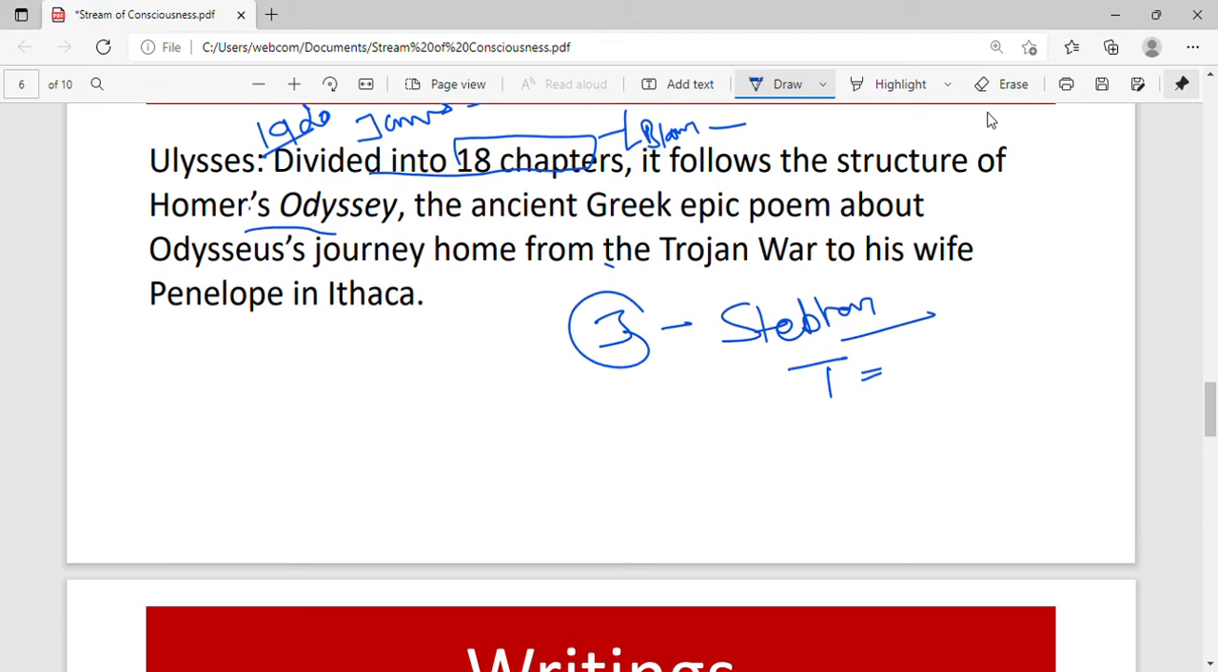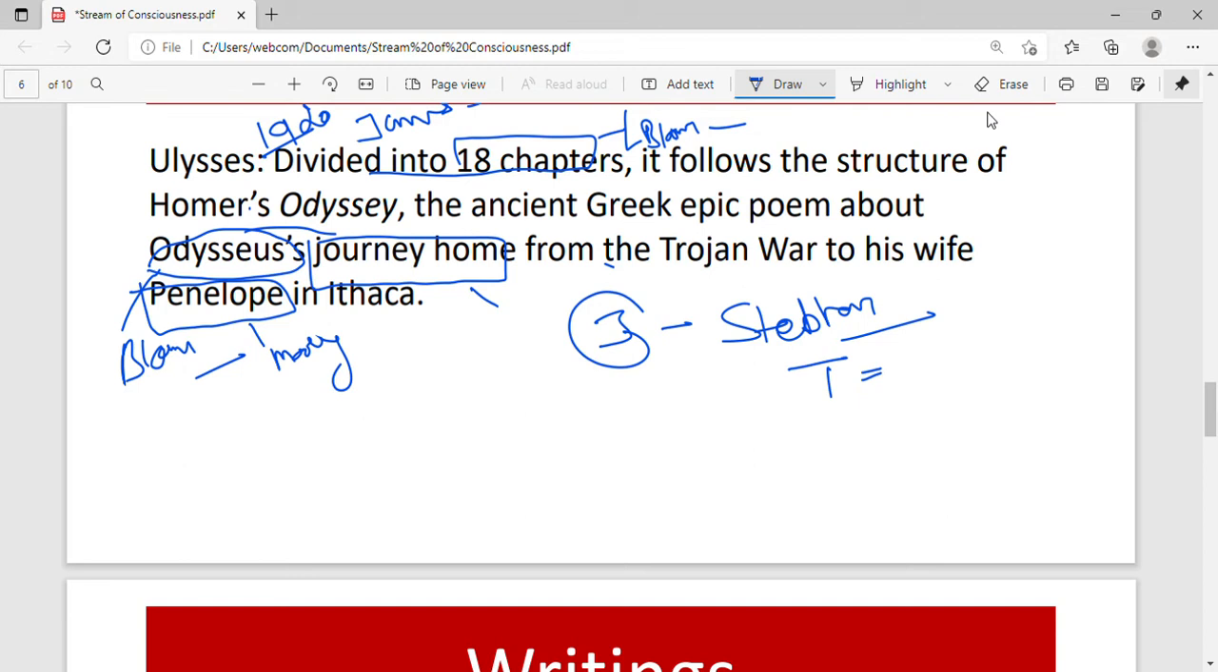This novel is influenced by Homer's Odyssey. The main character there is Odysseus, and here the main character is Bloom, so there is a comparison between these two characters. Penelope in the Odyssey is Molly here. And this journey home is condensed within one day. This novel is set over the course of a single day.